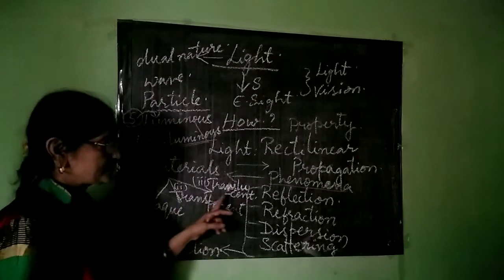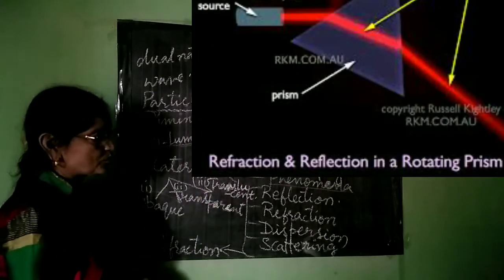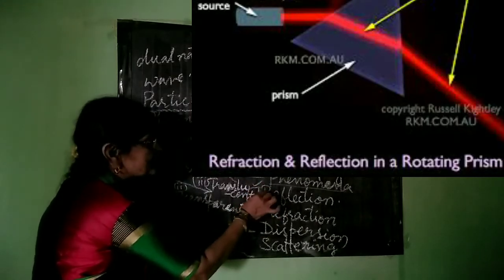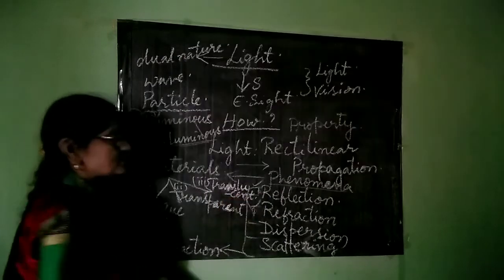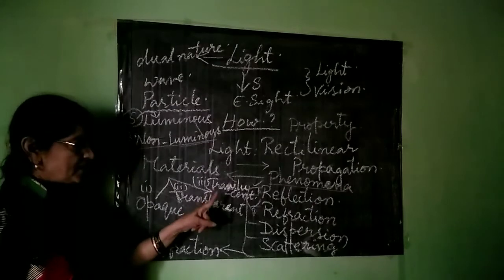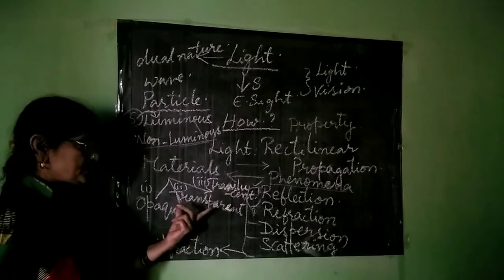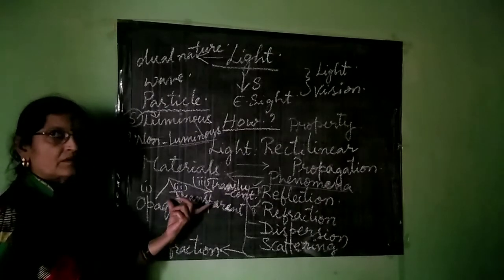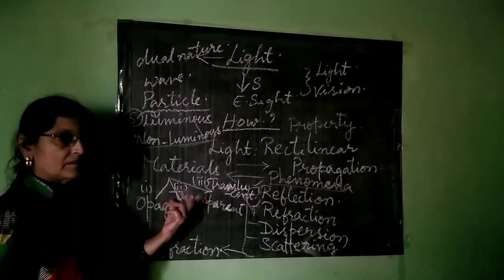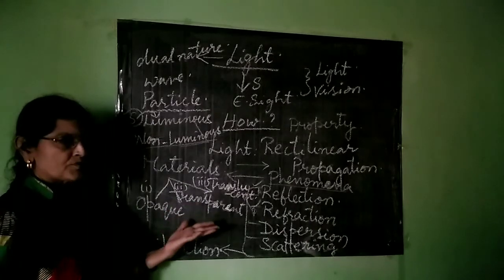Next is translucent. Translucent materials are those which undergo partial reflection and partial refraction. If partial reflection and partial refraction take place, such objects are known as translucent. Examples are ground glass, oil paper, tissue paper, butter paper. Whereas transparent examples are glass, the case of a bulb, eye spectacles. For opaque, wood and stone are examples.